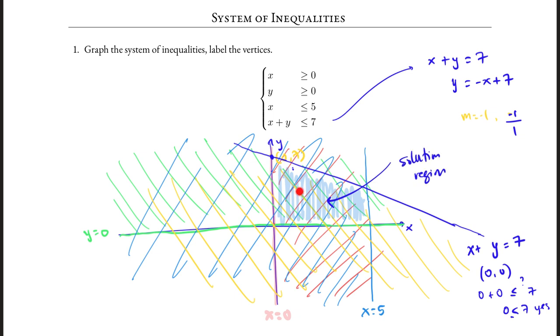There are many points in this region. We cannot list them all. This is how we express the solution to the system of inequalities.